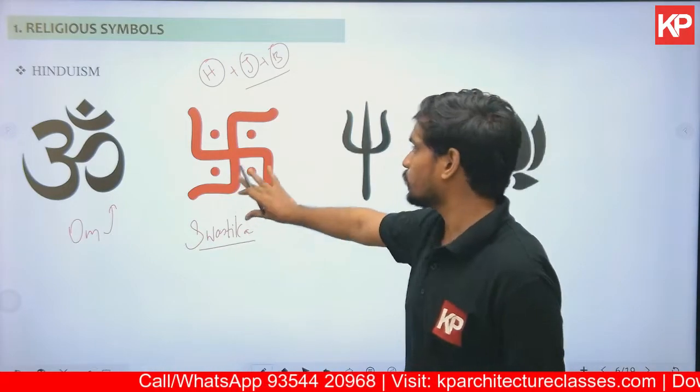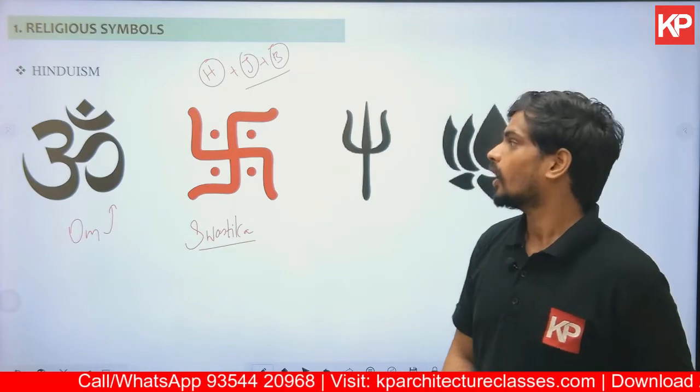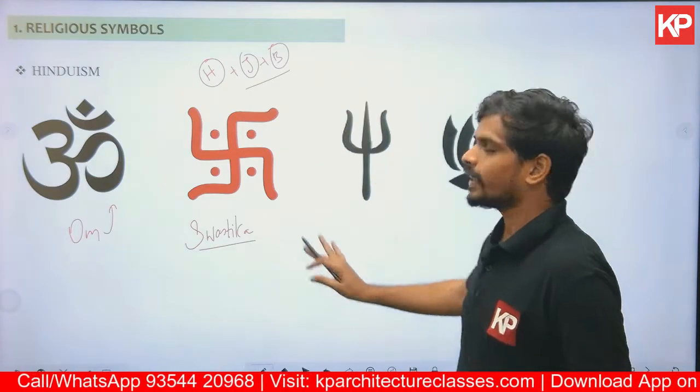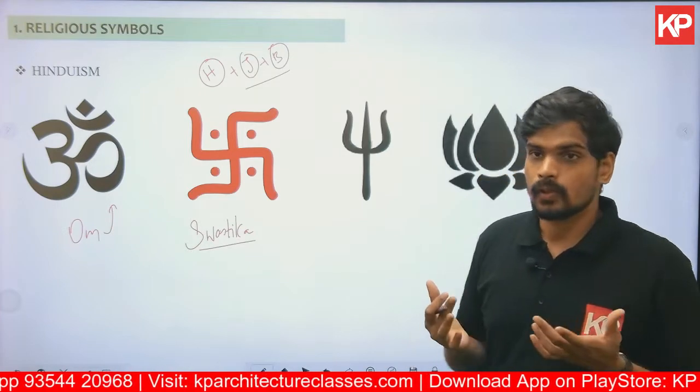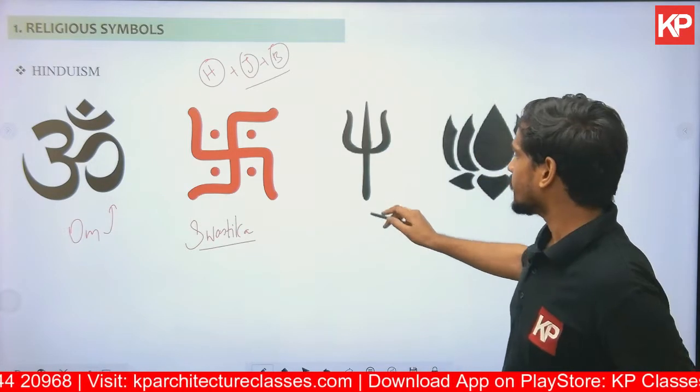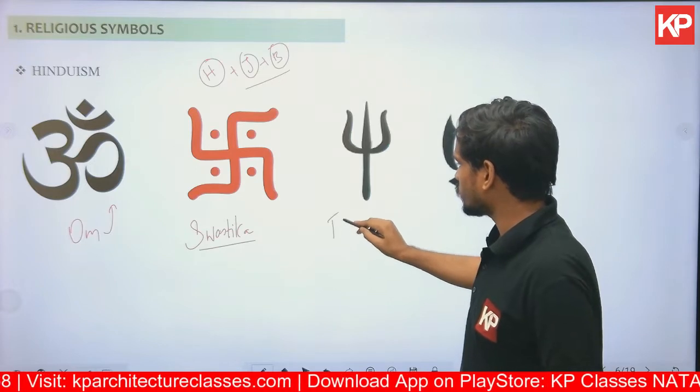So that is the swastika, an important religious symbol in Hinduism, Jainism, and Buddhism. It is associated with being a symbol of prosperity and the sun god. So the next one is the trident symbol, which is known as Trishul.